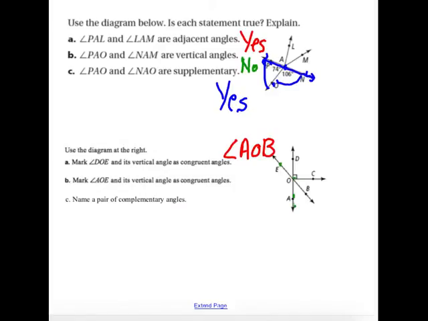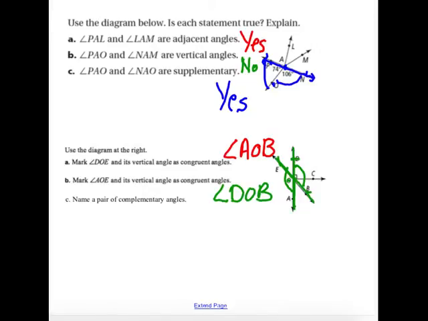So here again, I got this line and this line, so I'm going to extend those. This one goes up to here, this one goes down to here. I'm talking about AOE, this angle here, so it's not going to be the smaller ones, it's going to be the bigger ones. So I got this angle across from it. That also has two names. It's got DOB. You could also have angle BOD.